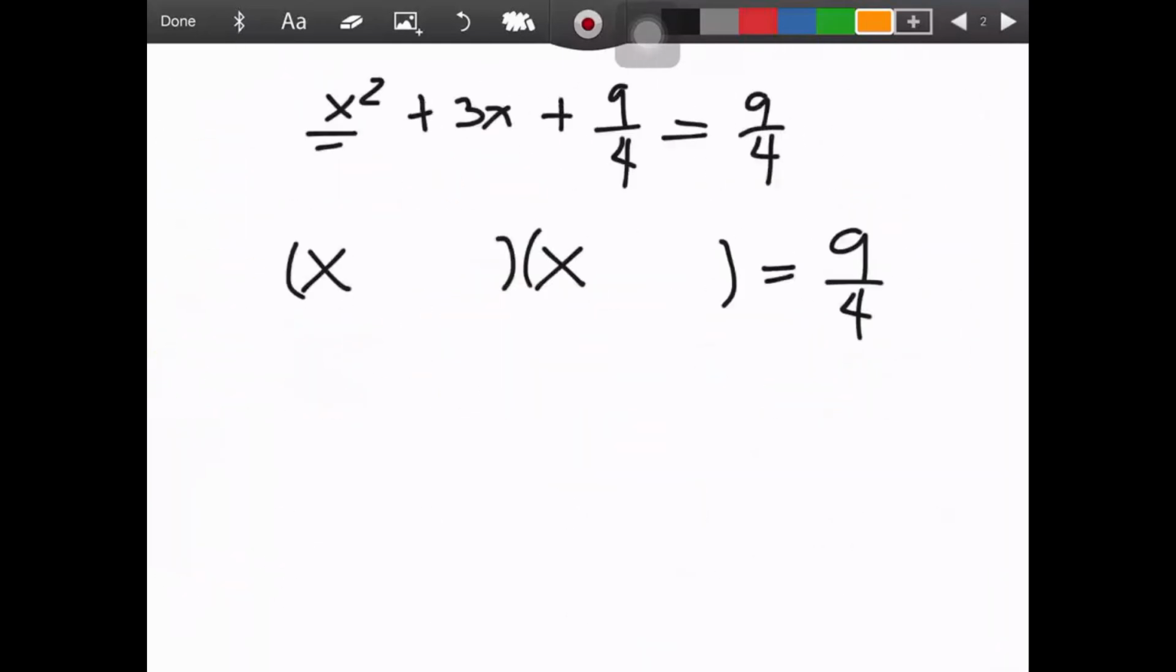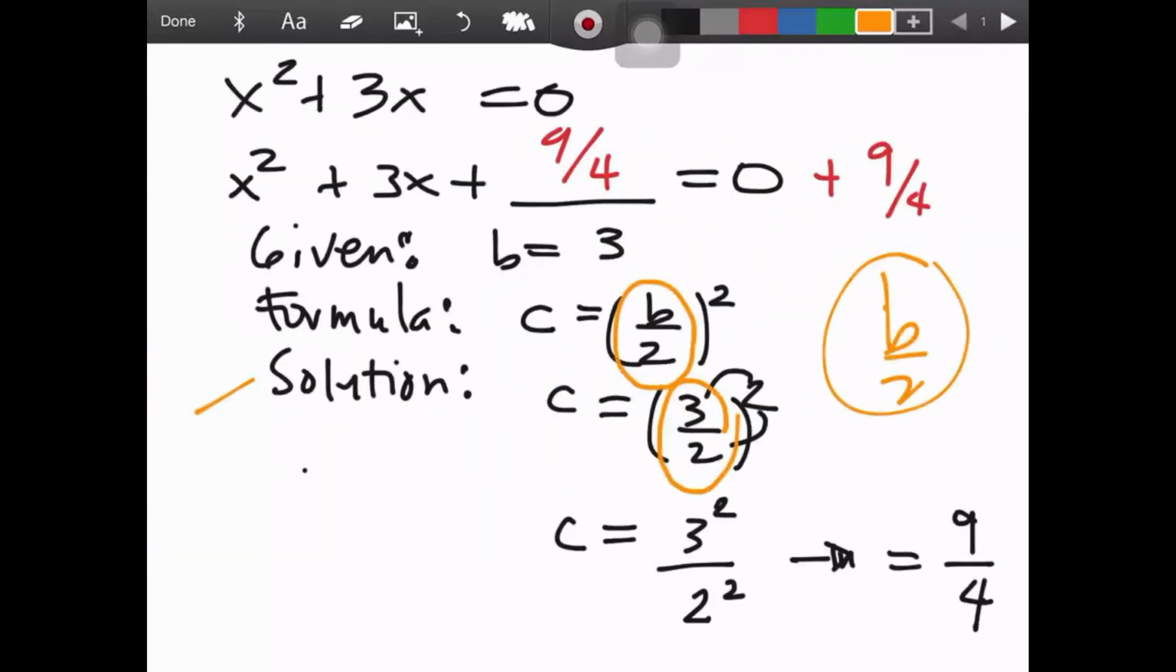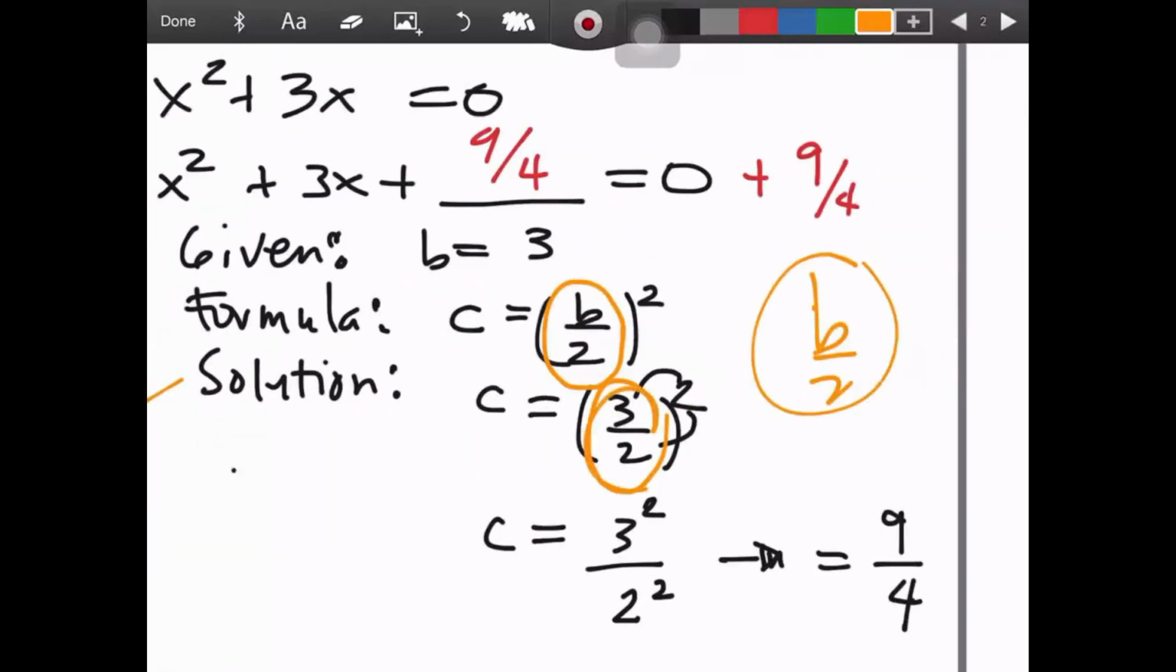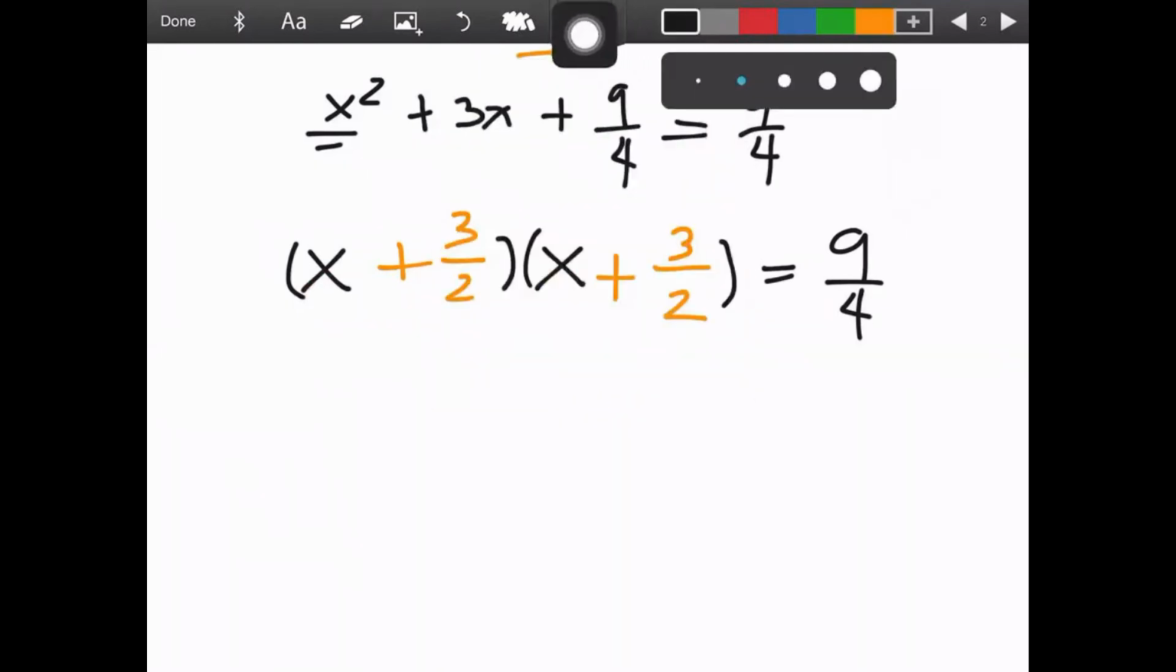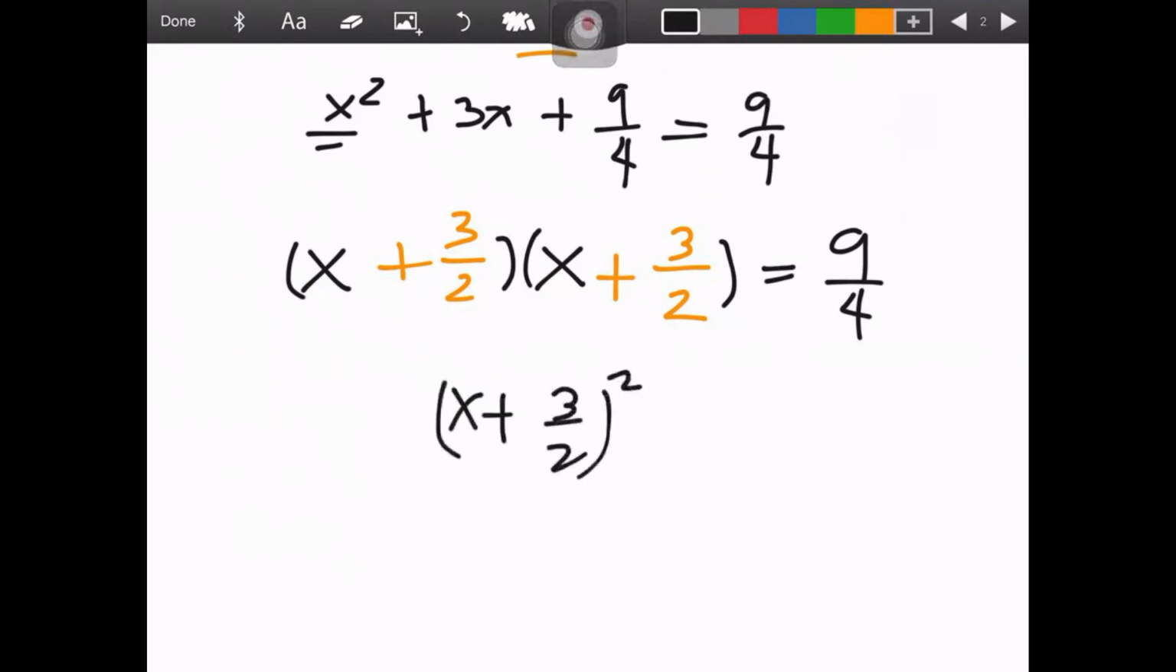So yung 3 over 2 na yun, isusulat lang natin dito. Then after that, we will just copy the sign. So anong sign ni 3 over 2? We have positive. So we will have positive, positive, and positive. And nasusundan po so far. And since, as you observe, they are the same, more likely we can just write it as x plus 3 over 2 squared is equivalent to 9 over 4. And question po so far?